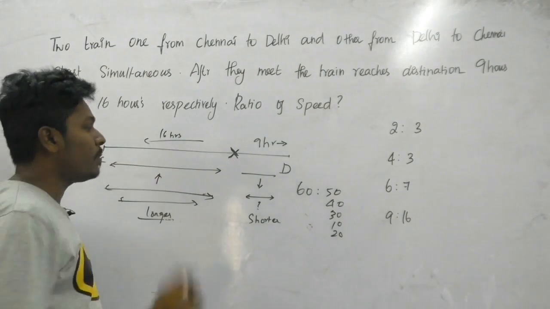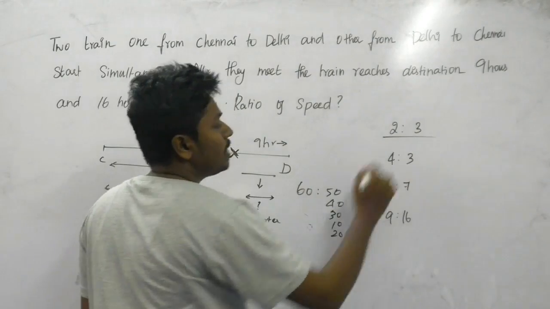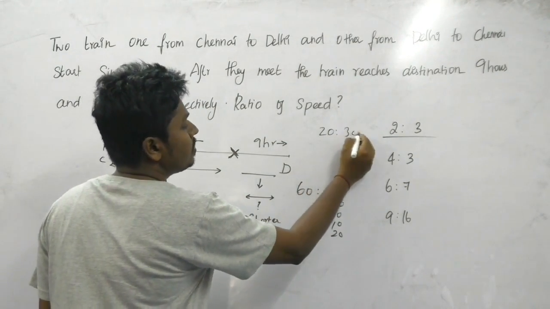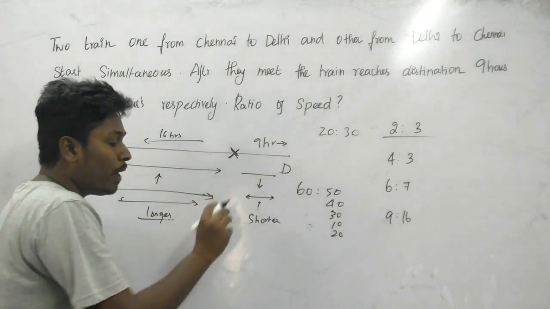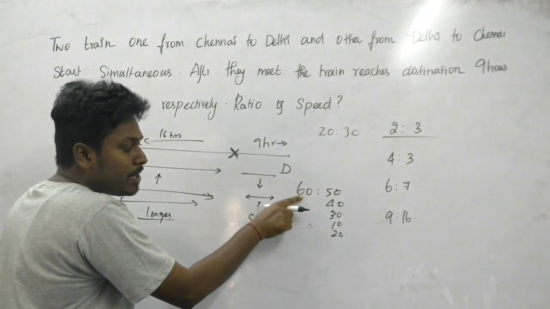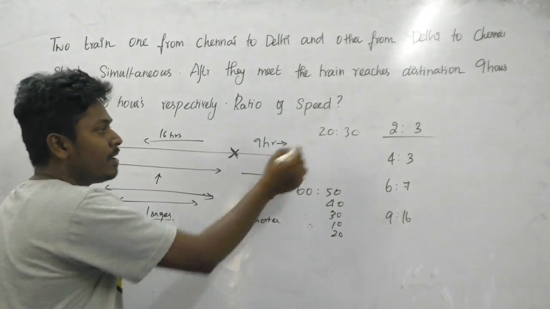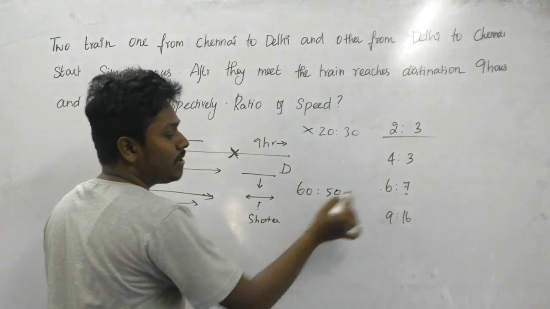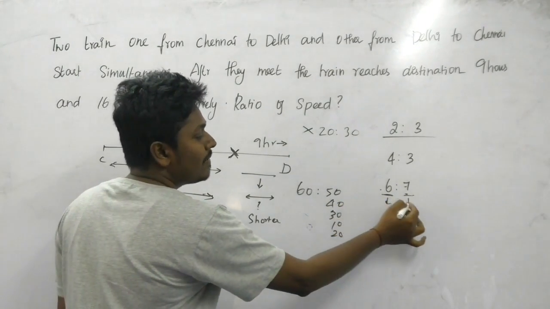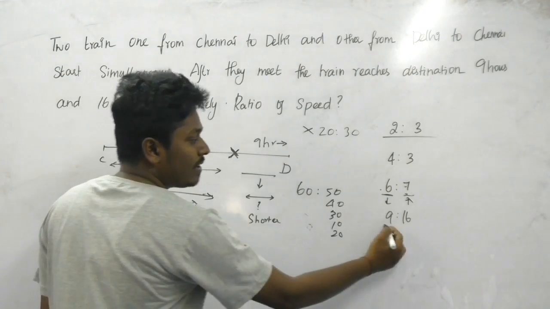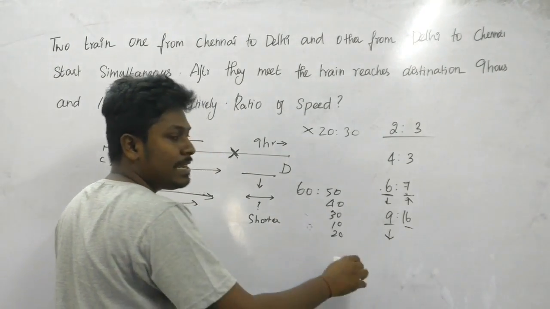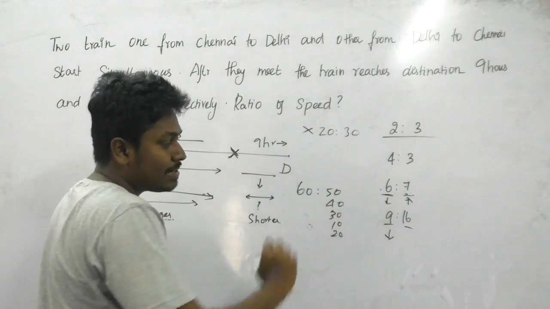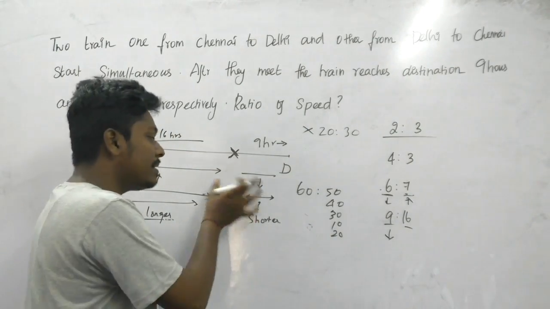We can go for the options, friends. See here, 2:3. If the option is 2:3, we can assume the speeds are 20:30. Is this correct? No. Why? Because we know that the first train speed should be higher when compared to the second train. Exactly wrong. Go for this option, 60 and 70. Wrong. 60 is lesser and 70 speed is higher. So wrong. Go for 9 and 16. That is 90 and 160. Definitely no. The first train is 90 kilometers and the second train is 160 kilometers.